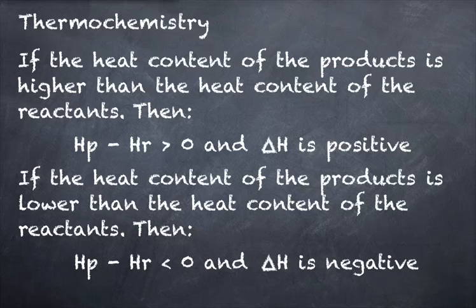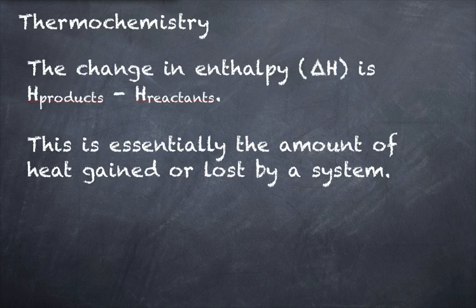So you're going to see that if it gets hot at the end of a reaction, you're going to have a negative enthalpy. So your delta H will be negative. If it gets cold at the end of a reaction, you're going to have a positive change in enthalpy, or delta H. So this change in enthalpy, we're going to call it delta H, is simply going to be the enthalpy of the products minus the enthalpy of the reactants. And it's essentially the amount of heat that's lost or gained by a system.